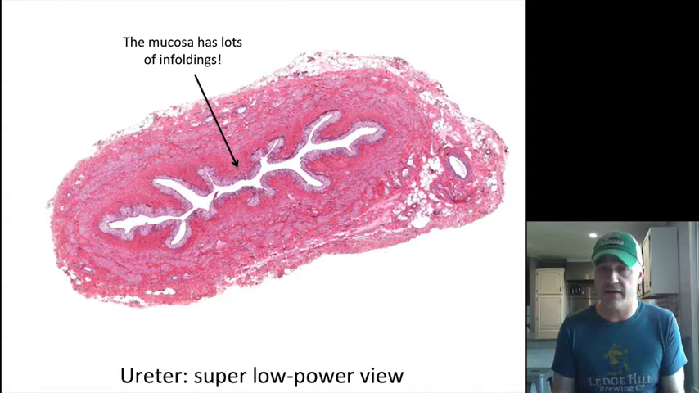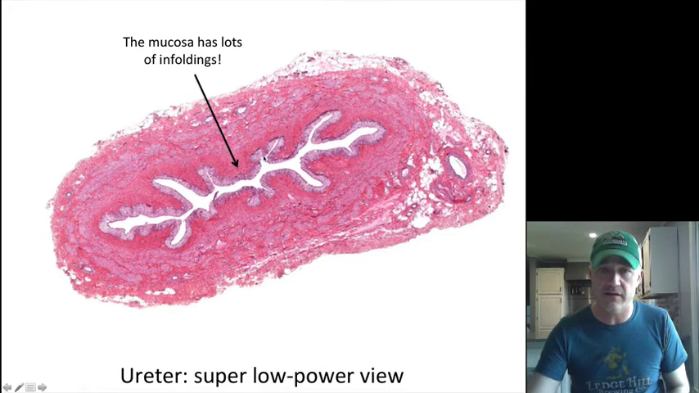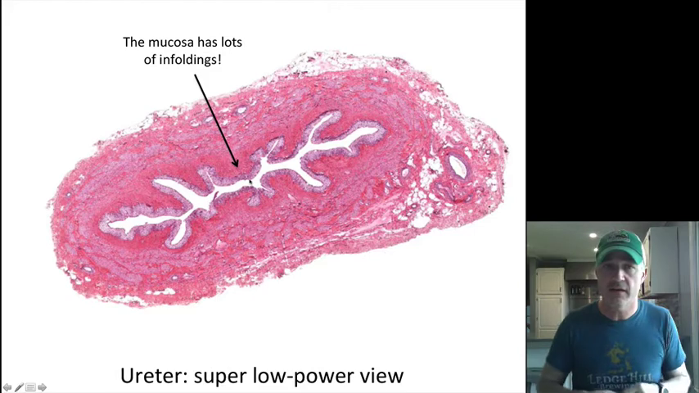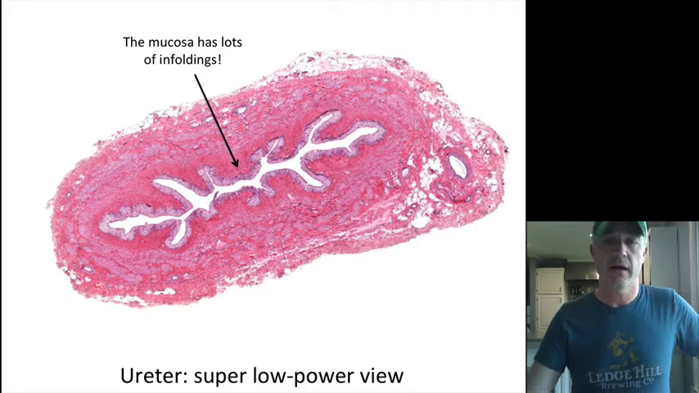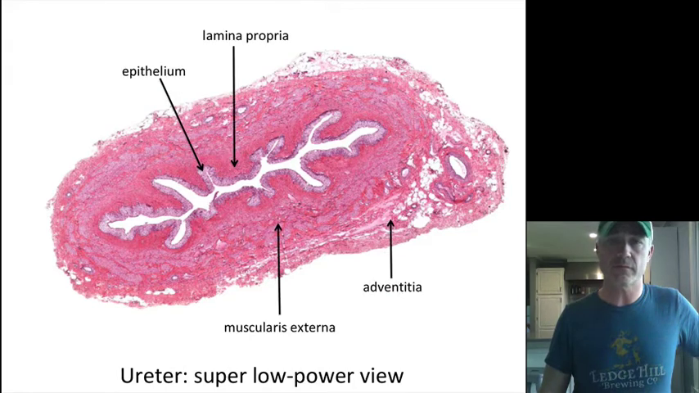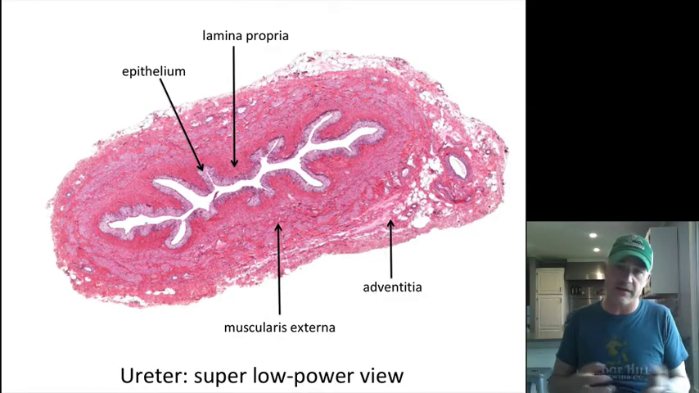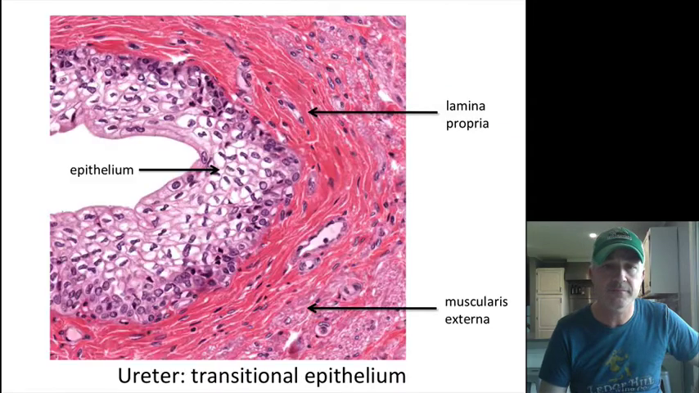If you look at it right here, you can see this is a super low power view. You can see the lumen in here, and some folding. That's just a pressure response to back up. All that folding means we can have a little bit of expansion without issues. Underneath that epithelium is the lamina propria. Then we have a large muscularis layer, and again some connective tissue surrounding the outside, the adventitia.